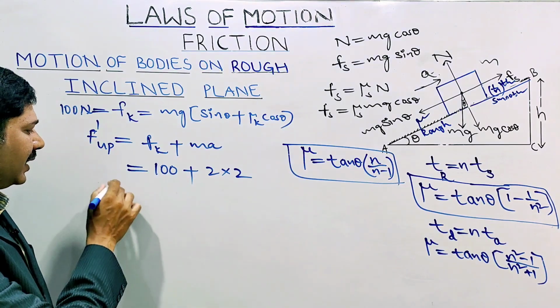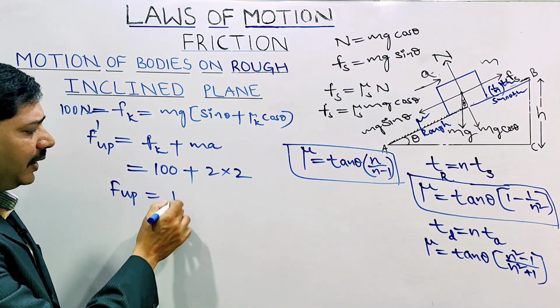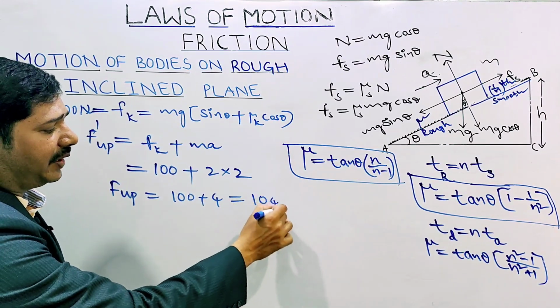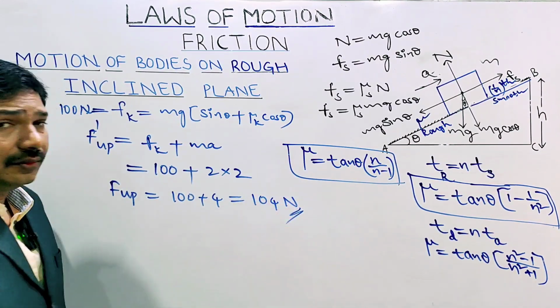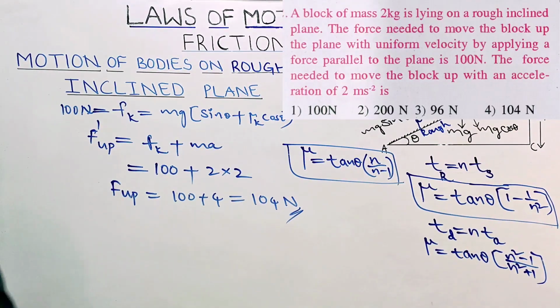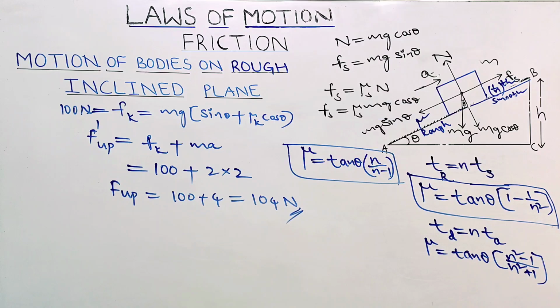So add this all, 100 plus 2 into 2 is 4, total how much? 104 newtons. 104 newtons of force is required to pull the body up. Okay, next question you can take.